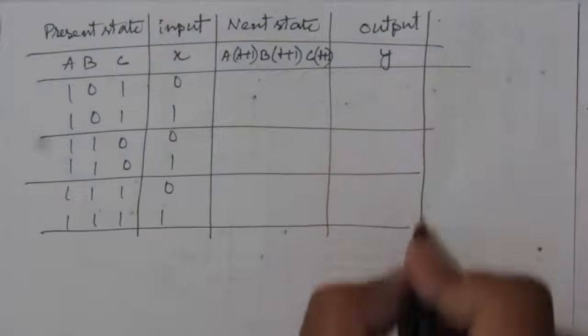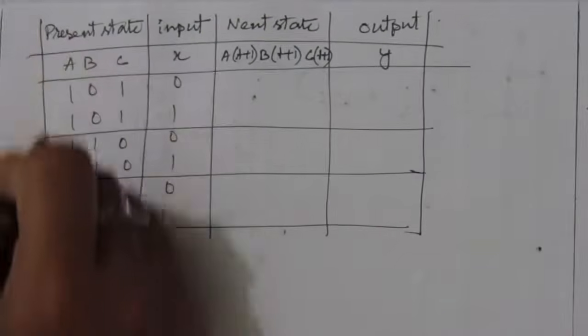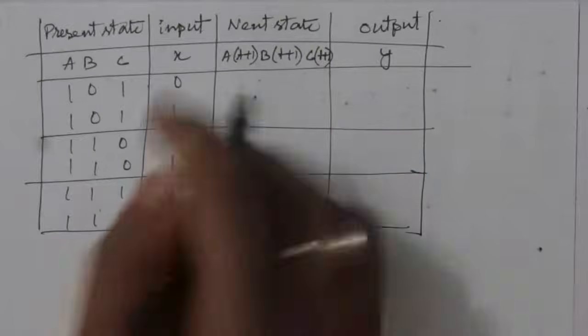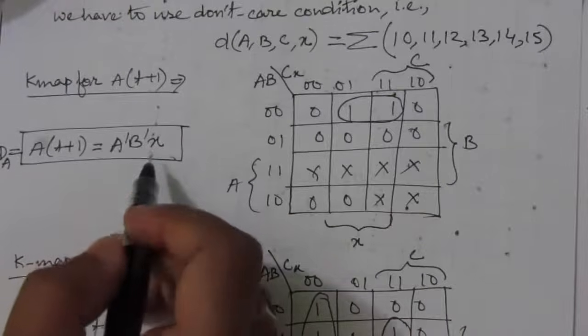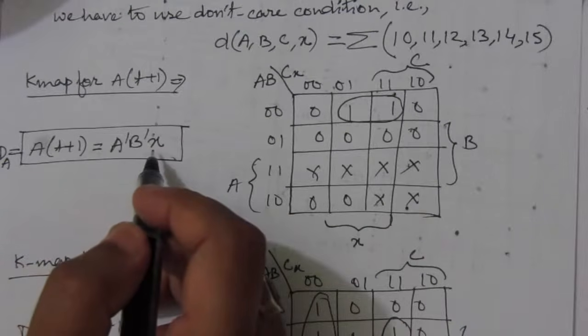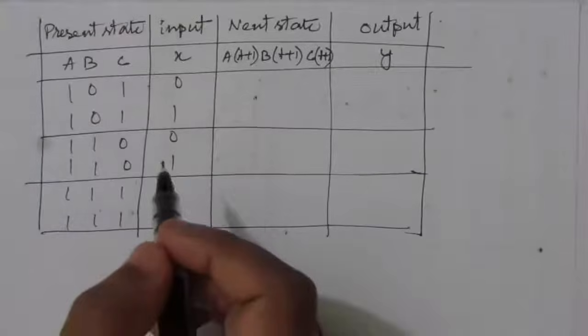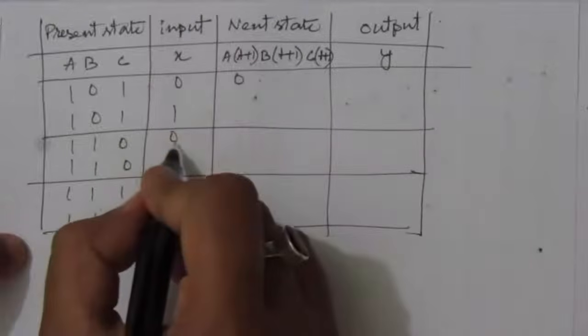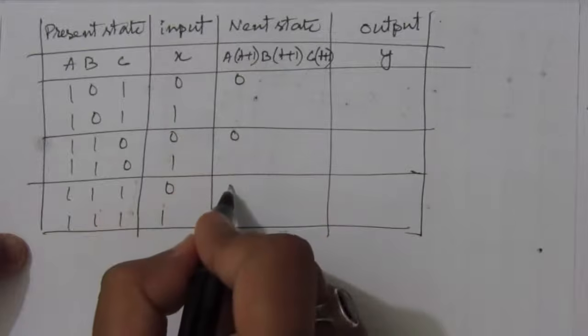So let us find out the next states using the equations. So the equation for A of t plus 1 is A bar B bar X. That means whenever we have X equal to 0, this will be 0. Okay, so here we can see that this X is 0, so it will be 0. This one also X is 0, so 0 and 0.